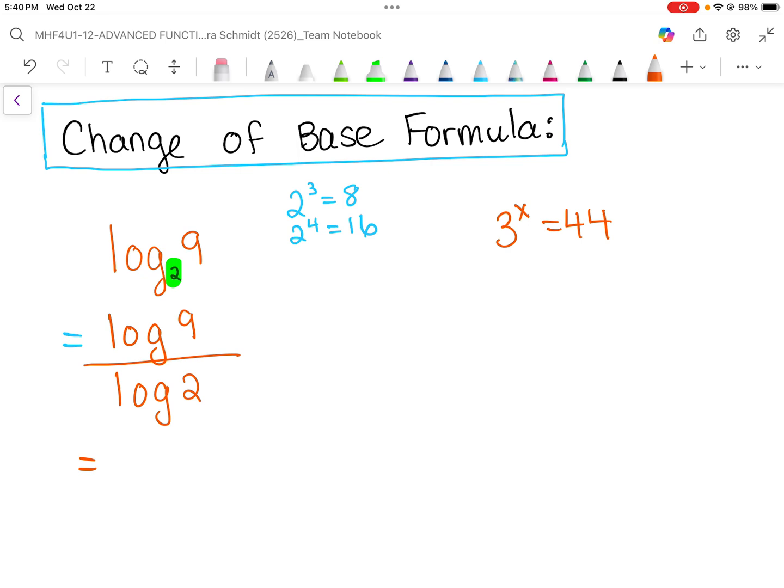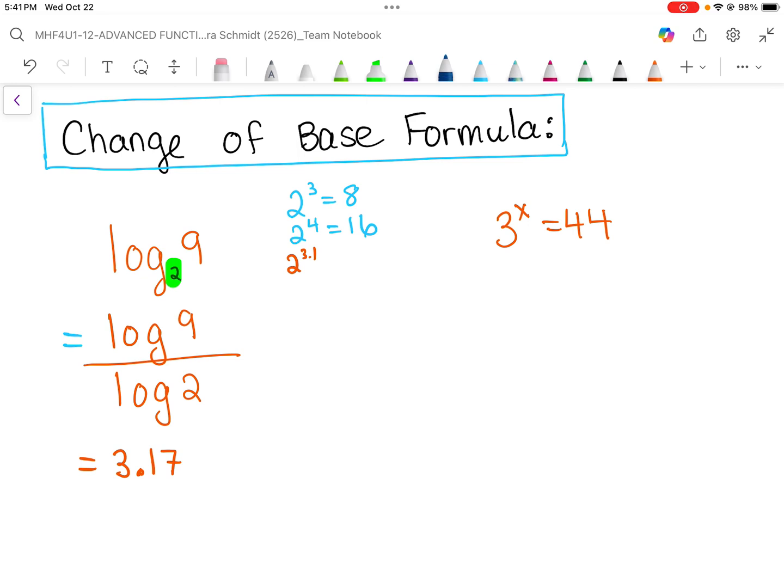So then I just go to my calculator and I punch in log 9 divided by log 2. And I will get 3.17 approximately. So that would have been hard to calculate on our own. We would have had to just guess, like 3.1, 3.2. So this is a nice way to do it.